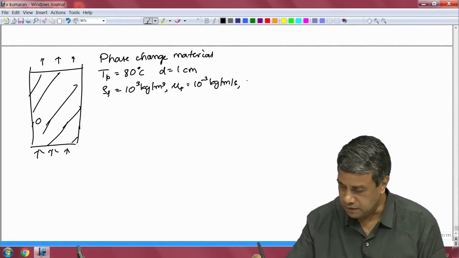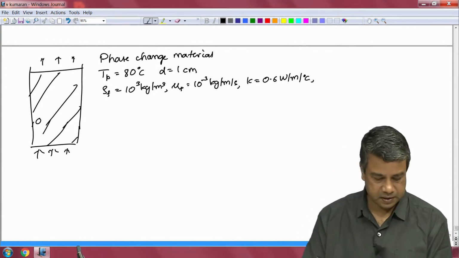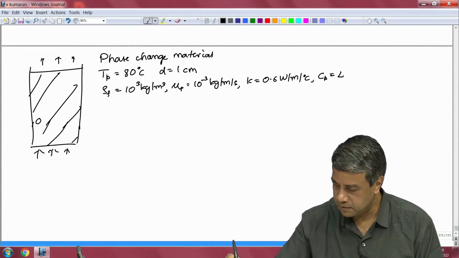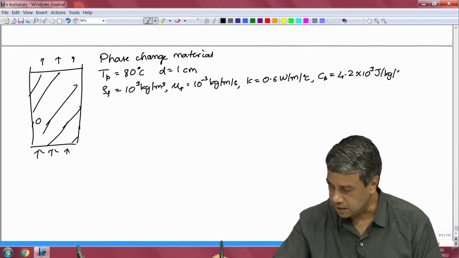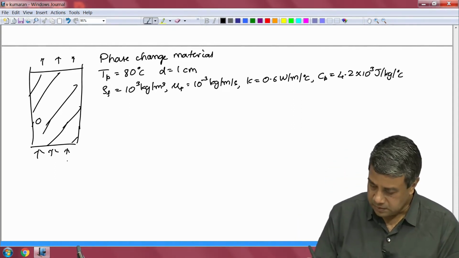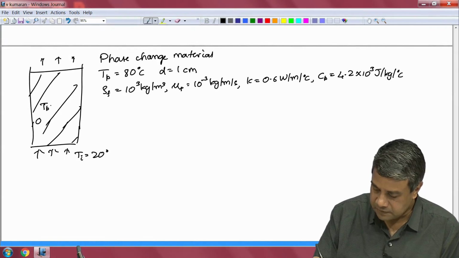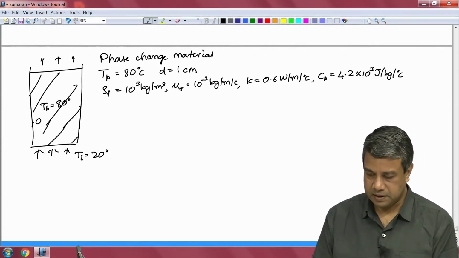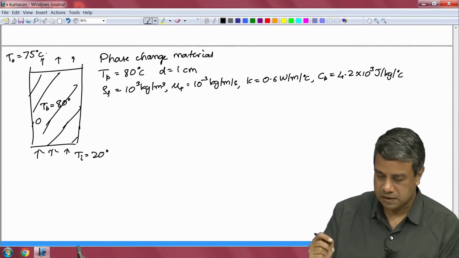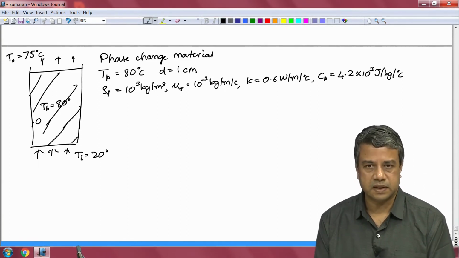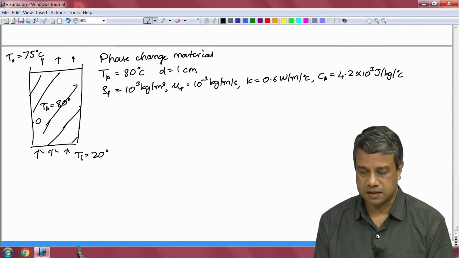And the conductivity of water is 0.6 watts per meter per degree centigrade. The specific heat is equal to 4.2 into 10 power 3 joules per kg per degree centigrade. And we consider that water comes in with initial temperature 20 degrees centigrade. The temperature of the paraffin wax is equal to 80 degrees centigrade. And the outlet temperature we desire is 75 degrees centigrade. So, we want to heat the inlet water stream from 20 degrees centigrade to 75 degrees centigrade.